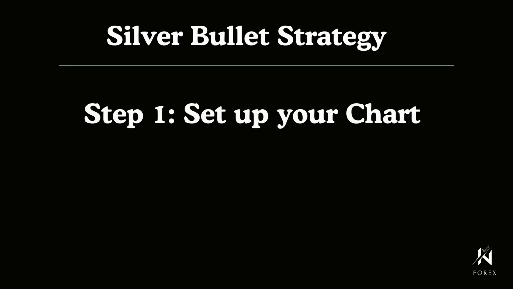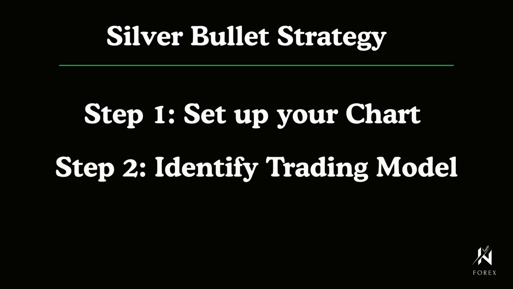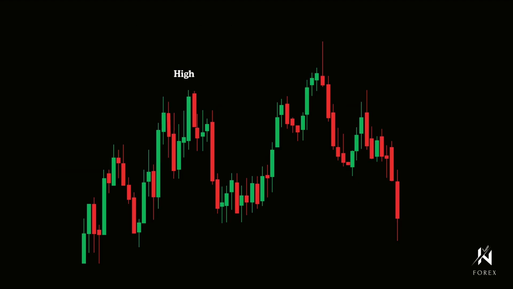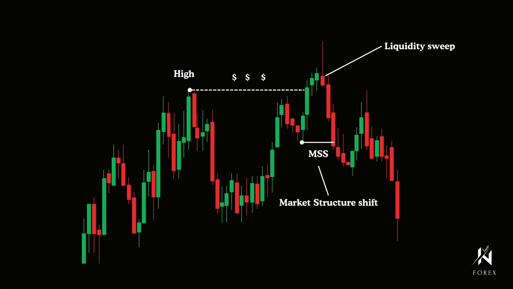So essentially, the initial step in the silver bullet strategy is to configure your chart and establish the defined trading window. The following step involves pinpointing a precise entry model for the setup. In this trading model, the chart first shows price breaking above the high of the day, triggering a liquidity sweep. This indicates that the market has targeted the liquidity resting above the key structure, the highest price reached during the Asian and London sessions. Following this, we see a bearish market structure shift, suggesting a potential downside reversal.